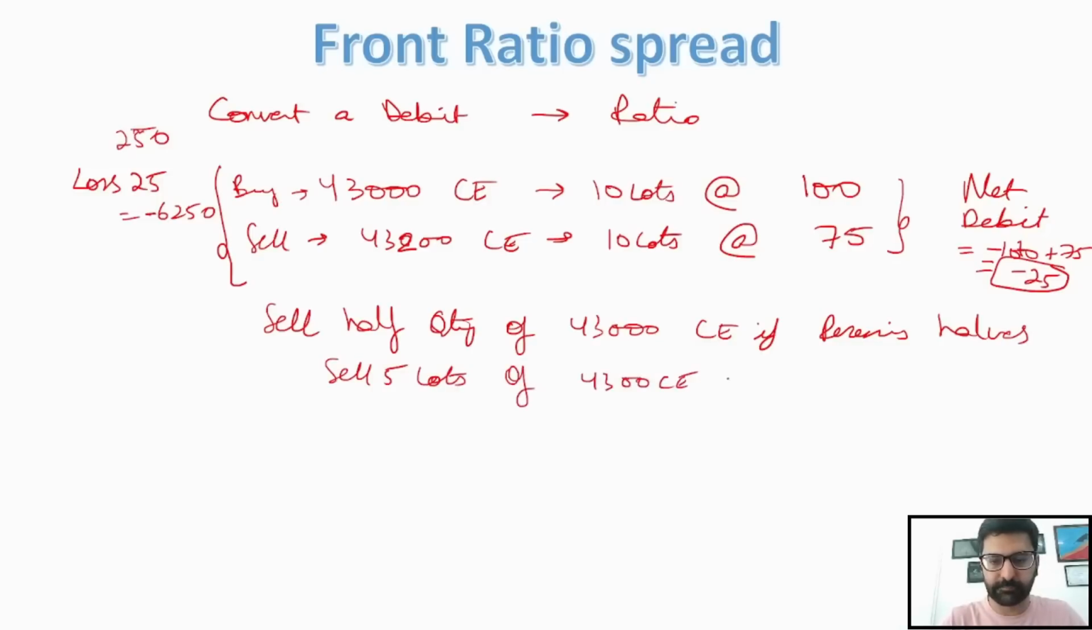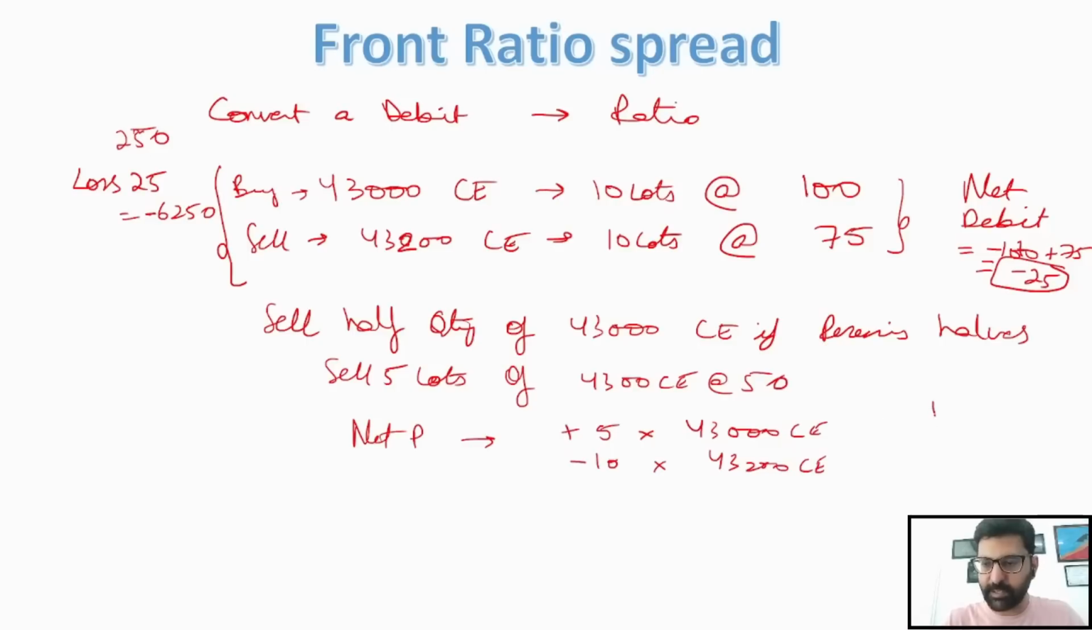So if 43,000 call comes down to 50, what we'll do is we'll sell 5 lots of 43,000 call. So our net position would be plus 5 lots of 43,000 call, and we do not touch this, so minus 10 lots of 43,200 call. So now what we've done is, initially we started with a debit spread that has been converted into a ratio spread now, because if you look at this, it is 1:2. So this becomes a ratio. And if the view has gone wrong, both of these will probably end up at 0.